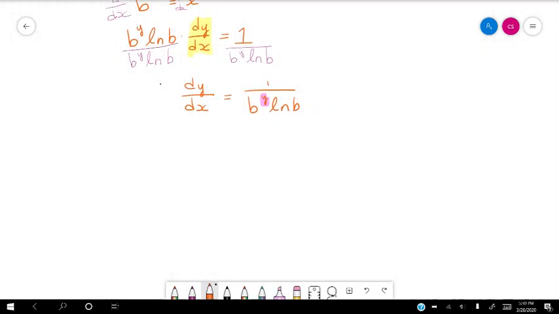Okay, so dy/dx is equal to 1 over b to the y, but y is just log base b of x, times the natural log of b. All right, and we're almost done.